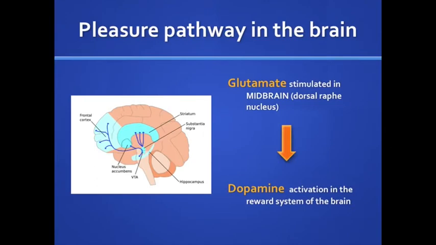In addition to the depressant effects on the central nervous system, there is an activation of the pleasure pathway in the brain. Recently, the exact pathway in the brain has been mapped in rats, and we now know that stimulation of glutamate neurons in the dorsal raphe nucleus region of the midbrain leads to activation of dopamine-containing neurons in the brain's reward circuit.